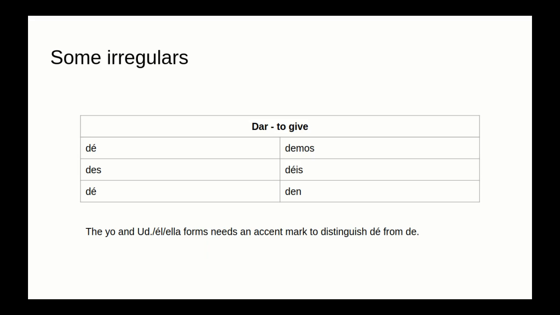But do not forget the accent marks on the yo and the él, ella, and usted forms. These accent marks are extremely important. De without an accent means of or from. Dé with an accent means that I give, or that he, she, or it gives.